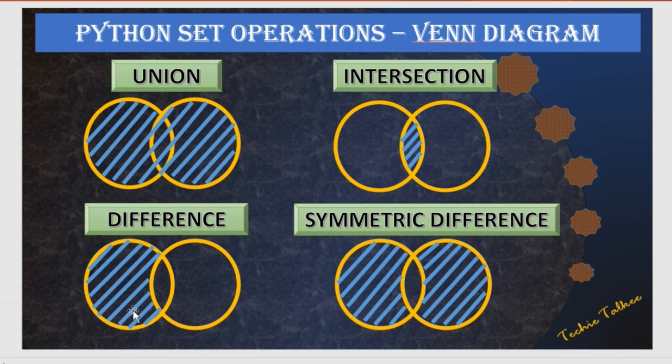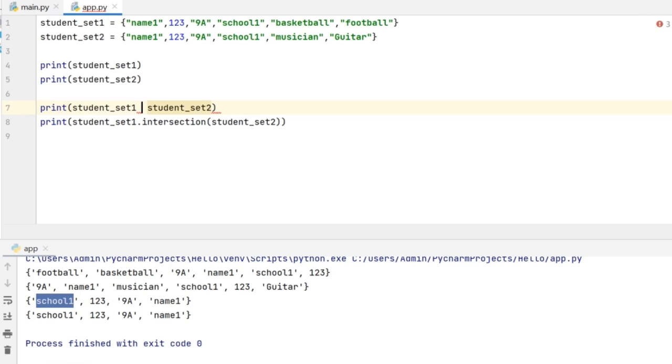Now let's move on to the difference operator. Consider this scenario where I want to understand the additional information collected by each teacher. In that case, I can go for the difference operator, which is nothing but the minus sign, or I can also call the difference method. So I'll give student_set1 minus student_set2. The other way of giving it is student_set1.difference of student_set2.